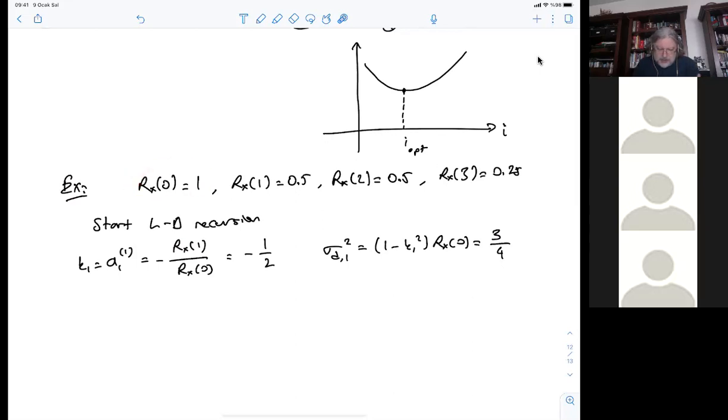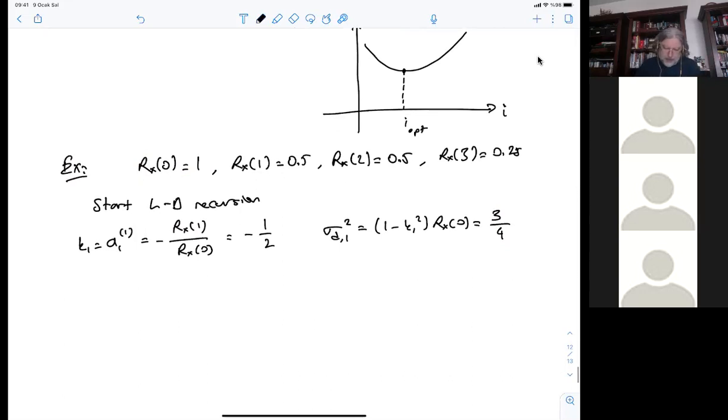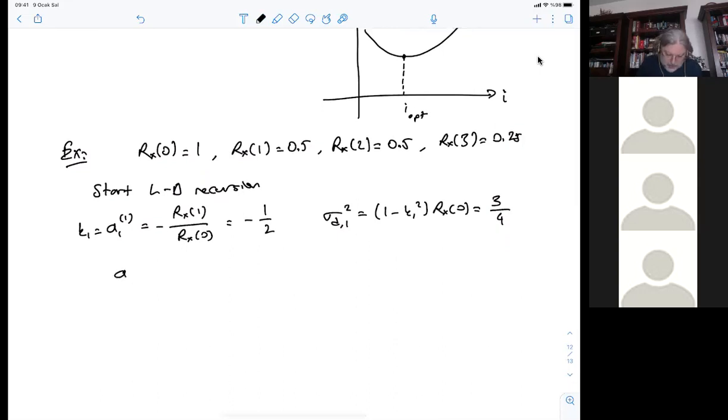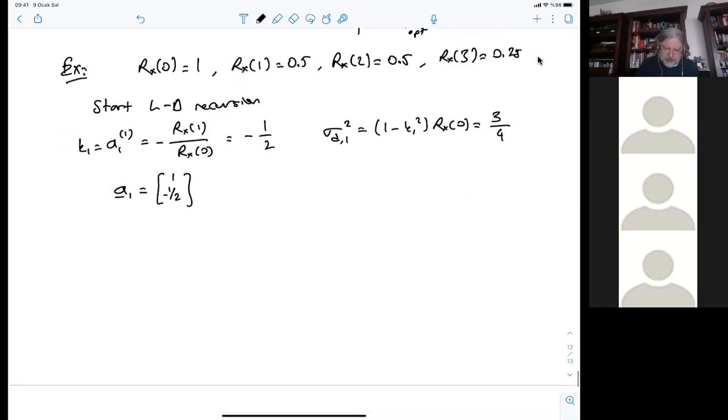The original variance of the signal was already 1, and after making predictions with this kind of a system, it can only become 3 over 4, which is slightly less than 1, but not very good, right? So we now come up with an A1 vector, which consists of 1 and minus 1 over 2, and sigma d1 square is equal to 3 over 4. So how do we proceed to the second order predictor?